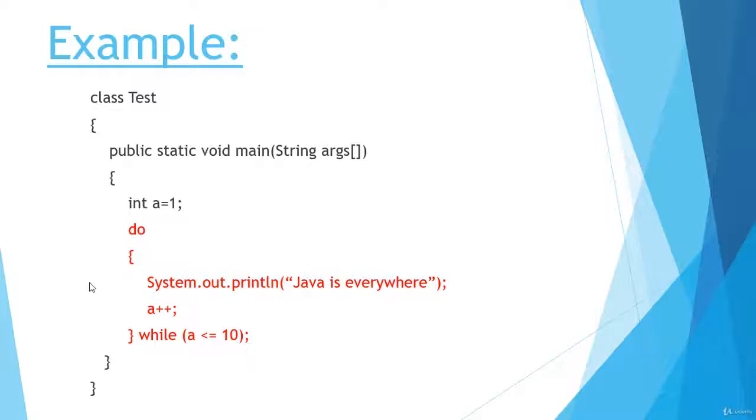After that it comes to the while and checks: 2 is less than or equal to 10. Yes, 2 is less than or equal to 10. So it is going to execute all these statements again. Now when this statement is executed, the value of a becomes 3. Now 3 is also less than or equal to 10. So it is going to execute this block of code again. So in this way the do-while loop works.